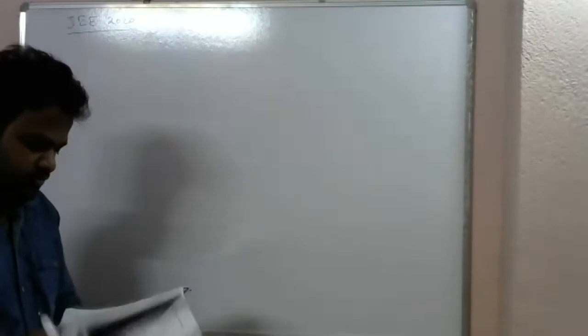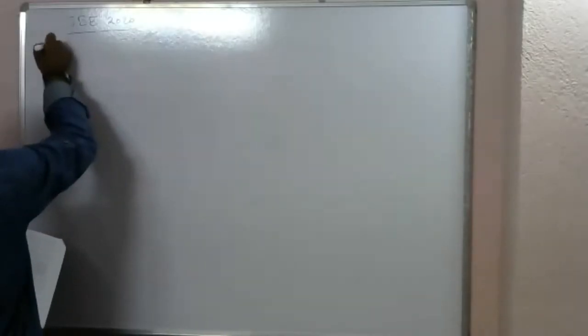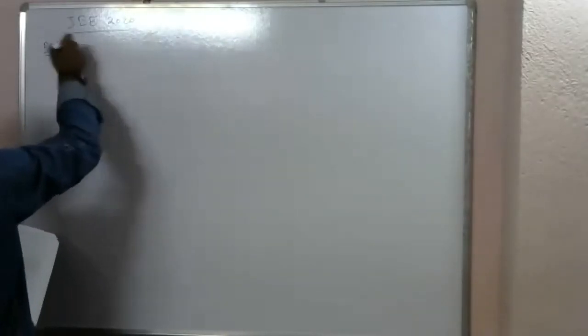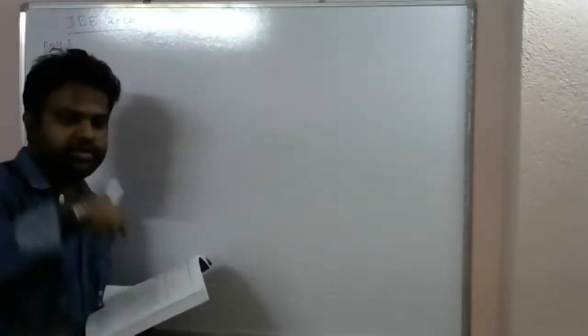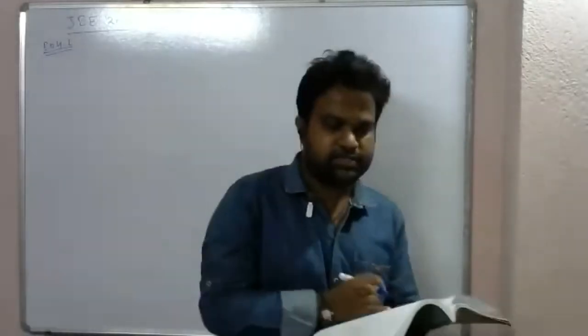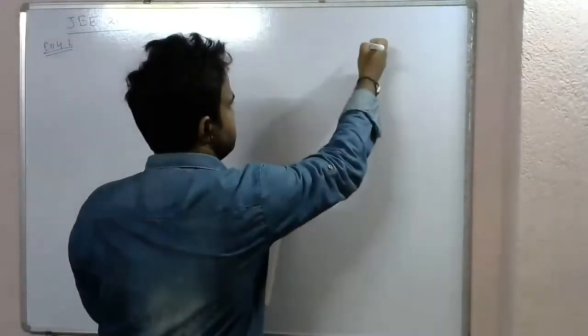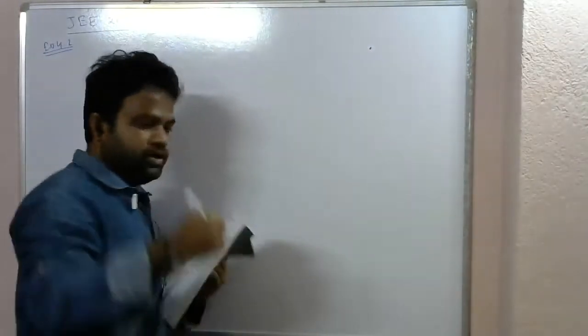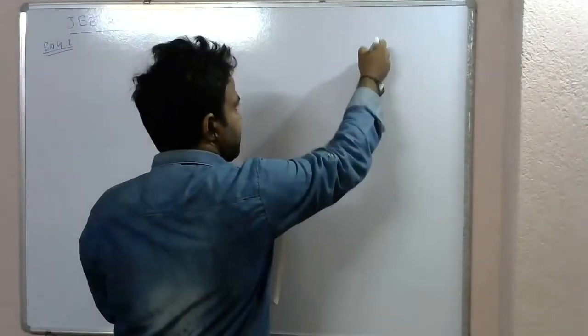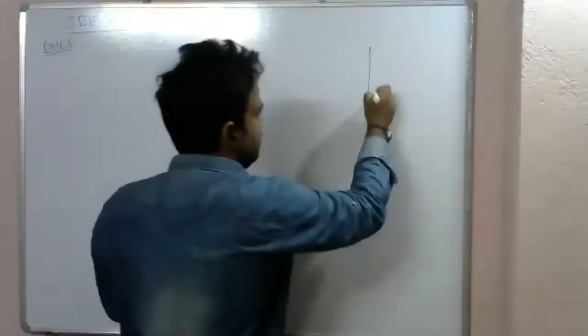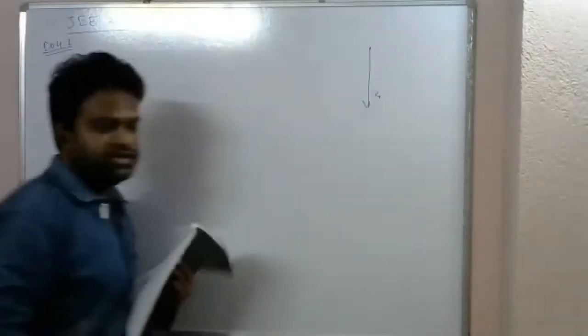If you have the class 11 book, example 4.1. Here the question was, the rain is falling in the vertically downward direction with a speed 35 meter per second. When the rain is falling down, we will represent it like this. So this is your V rain, the vector we are representing as V rain.